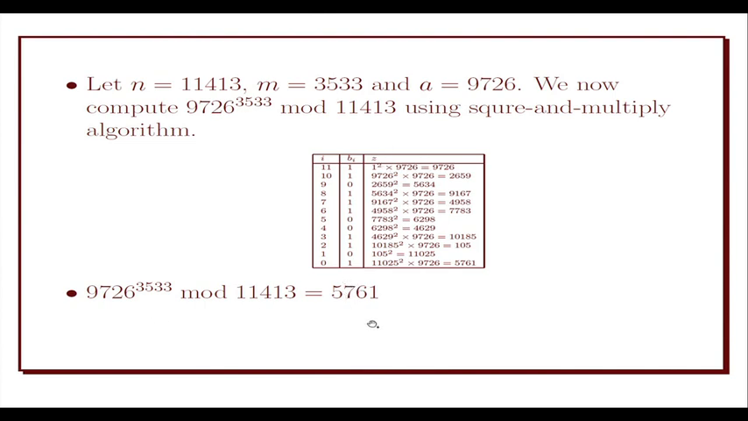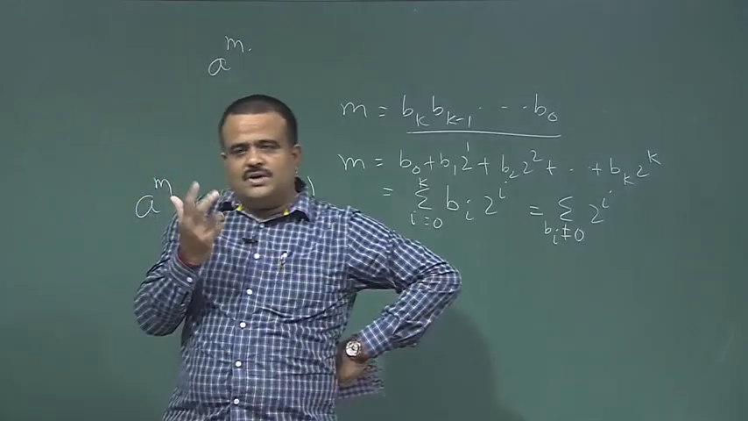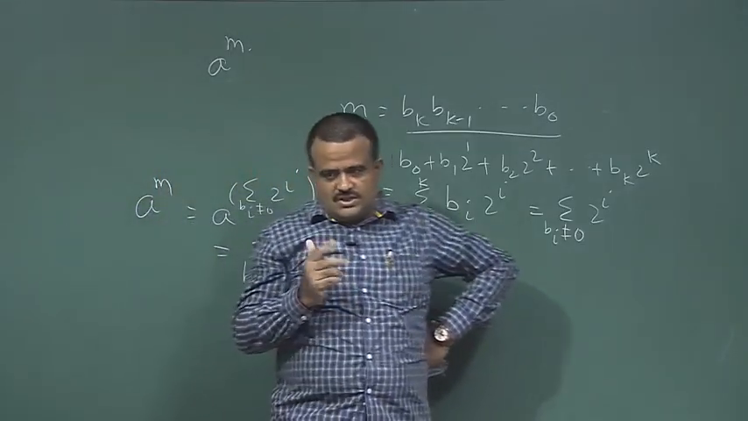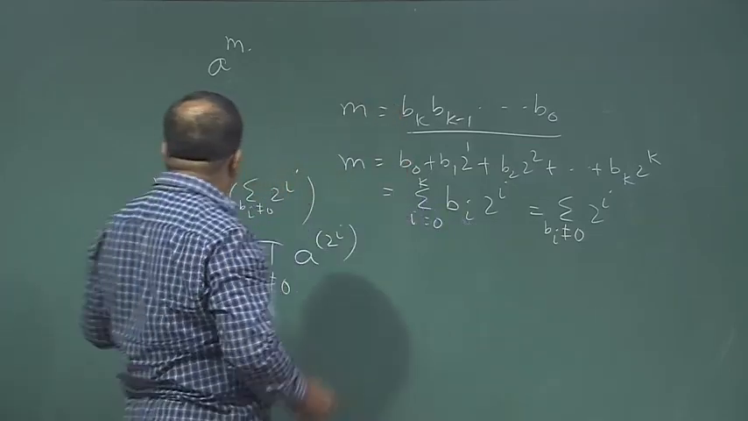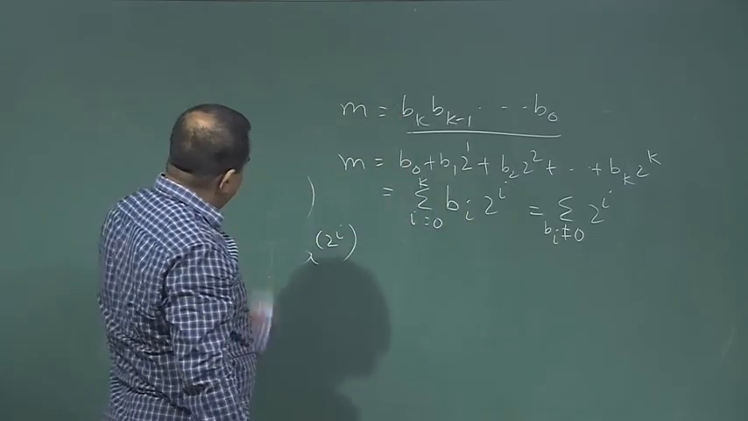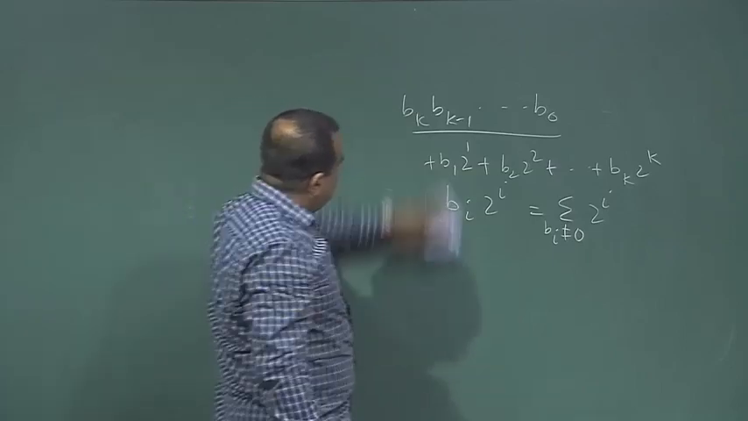So, this 5761 is basically m to the power 9726 to the power 3533 mod 11413. Okay. So, this is called the square and multiply method. Every time we square z, and once we see a 1 we just multiply. Okay. So, this method has a problem in terms of what is called a side channel attack.